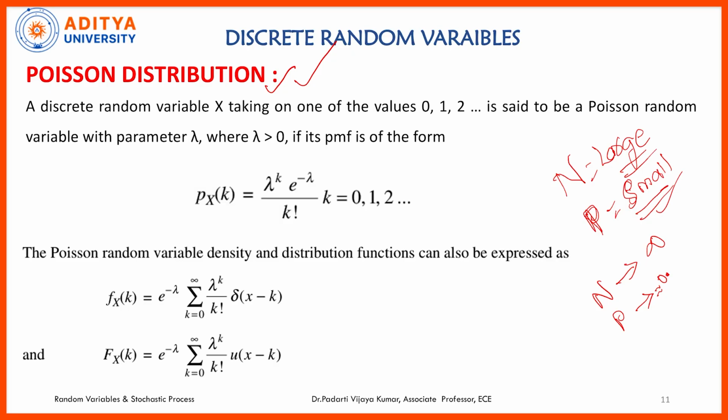So, the Poisson random variable is mathematically defined with a parameter called lambda, which is an average or mean value.